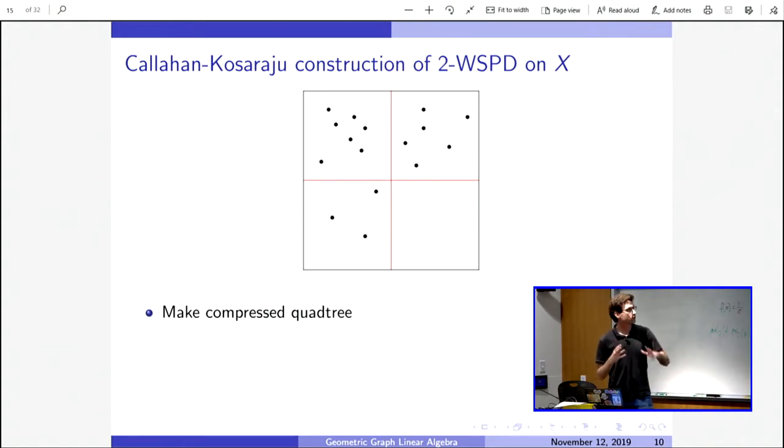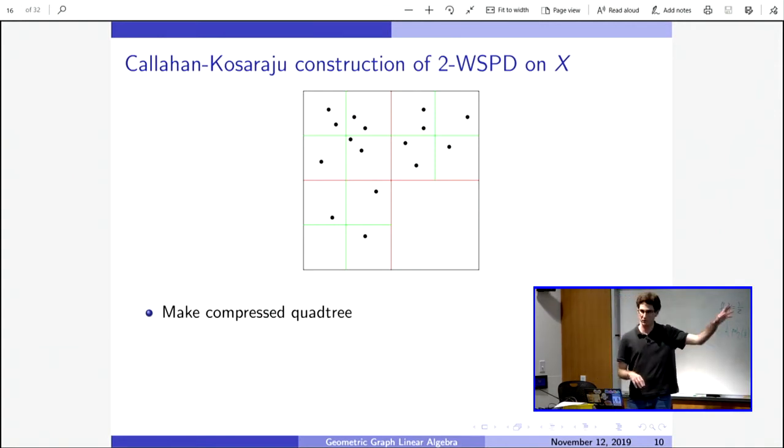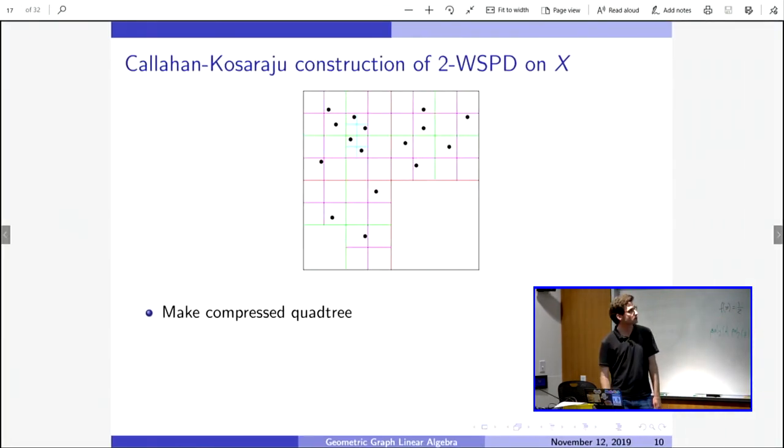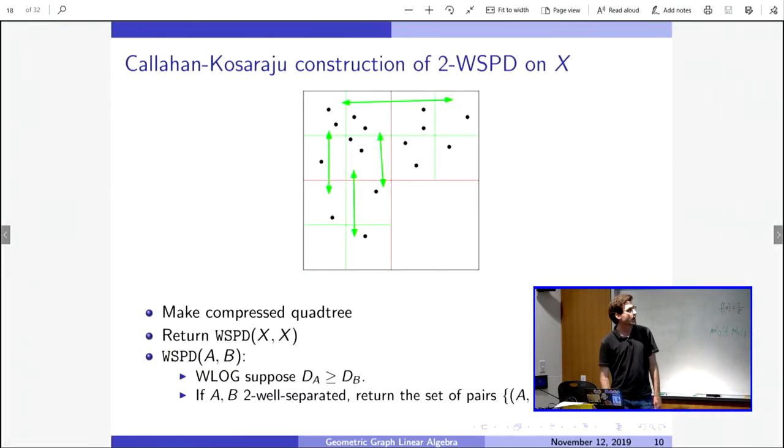So you start by making a quad tree on your point set. What that means is, let's say our space is bounded in some box. We're just going to cut that box into boxes with half the side length. And then, just to save space, we won't recurse on boxes that don't contain any points, because we don't need to. That's what the compressed refers to. So we'll start by making a quad tree.